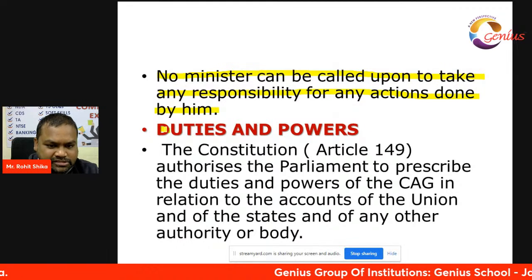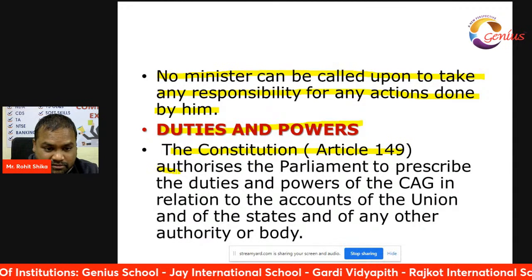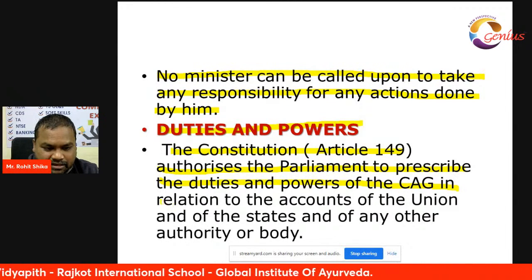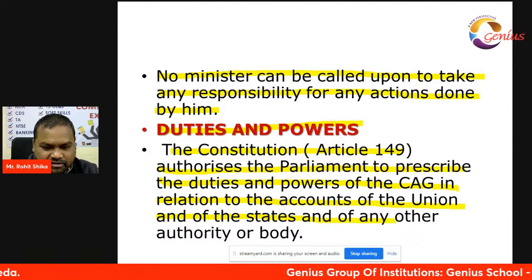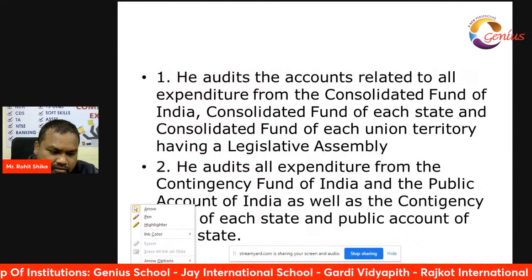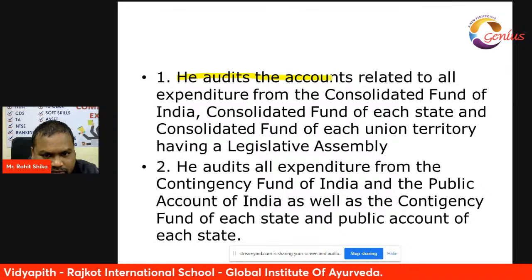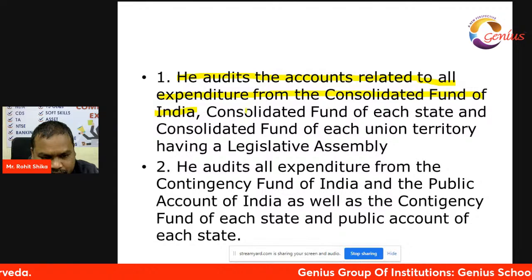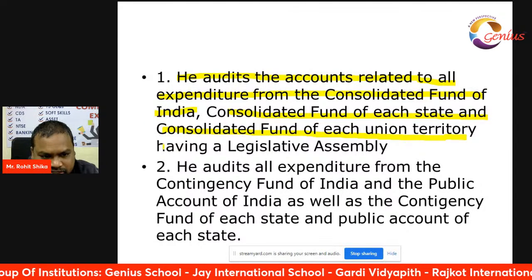Now we will understand the duties and powers of the Comptroller and Auditor General of India. The Constitution, under Article 149, authorizes Parliament to prescribe the duties and powers of the CAG in relation to the accounts of the Union and of the states and of any other authority or body. The CAG audits the accounts related to all expenditure from the Consolidated Fund of India, the Consolidated Fund of each state, and the Consolidated Fund of each union territory having a legislative assembly.